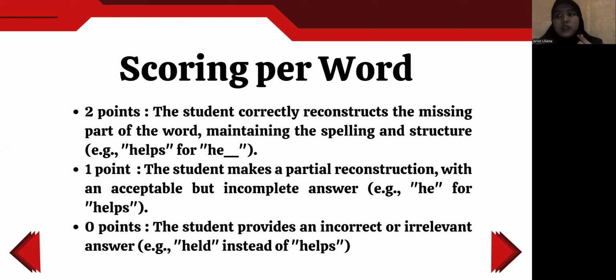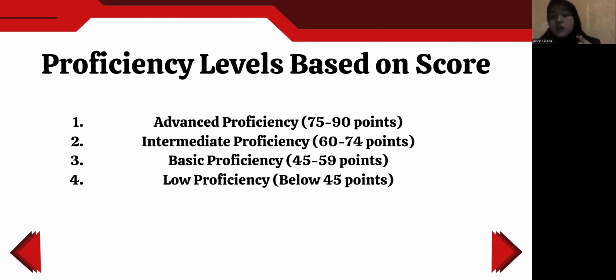But if the answer is incorrect or irrelevant, you will get 0 points. For example, health instead of helps. There are 45 missing parts in this text. So if you can answer the whole of the missing parts in the text, you will qualify as the advanced proficiency.